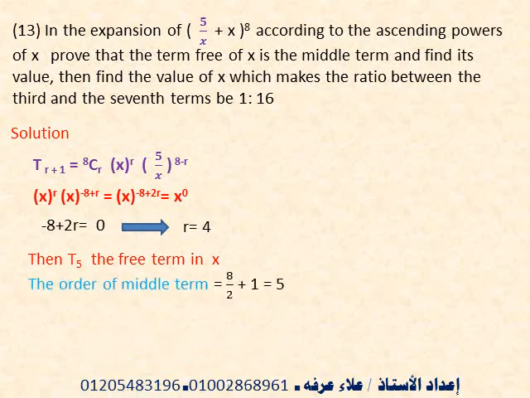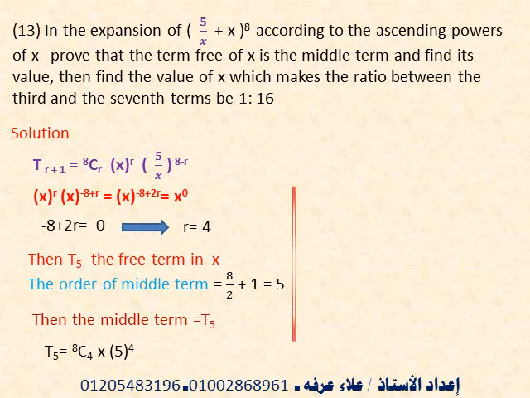The order of the middle term equals 8/2 plus 1, because 8 is even. Then the middle term equals T5. T5 equals 8C4 multiplied by 5^4.